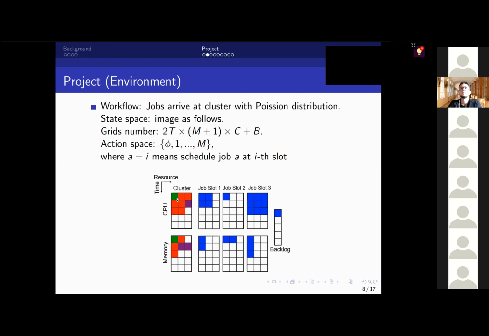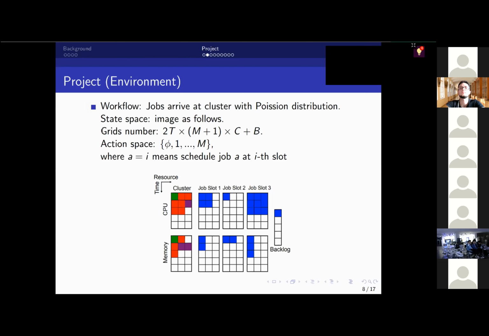Here in our cluster, the different colors mean different jobs. For example, the red job here means it needs 2 units of CPU and 1 unit of memory for the next 3 time steps. And the job in the cluster means it's being scheduled now. For the job in our job slot, we can see the resource requirement of the job. This is a job which is waiting for scheduling. And the backlog holds the jobs which are out of the job slots. Here we can only see the number of jobs waiting.